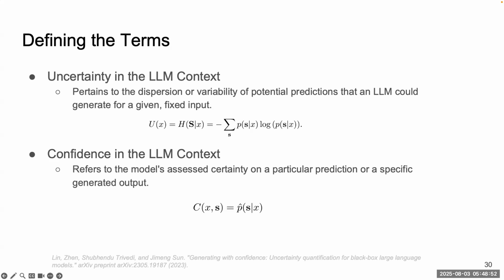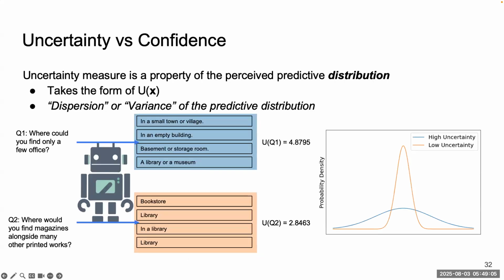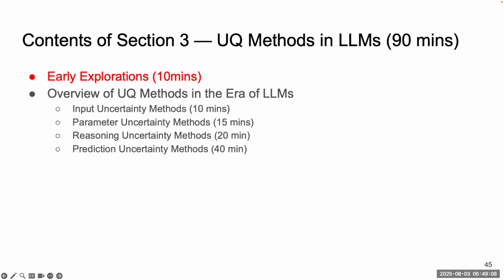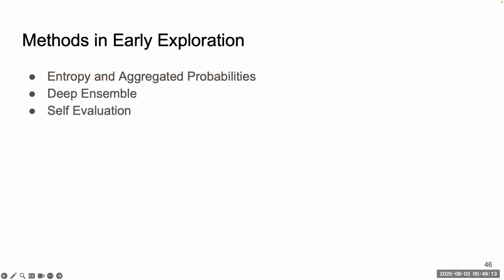I'm wondering which is closer to this sort of definition: doing Monte Carlo sampling, or just looking at the probabilities? I will talk about that. We already talked about the very basic, early explorations of uncertainty quantification. When large language models came out and people tried to quantify the uncertainty or confidence of a generated sequence, these are the things people usually think about. The entropy or aggregated probability on the tokens could be one.